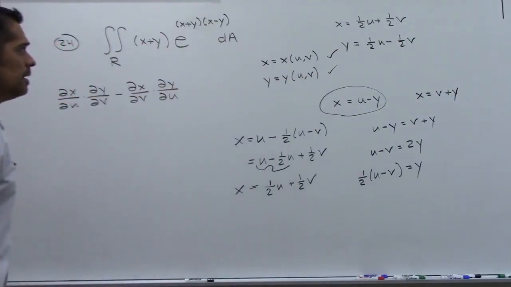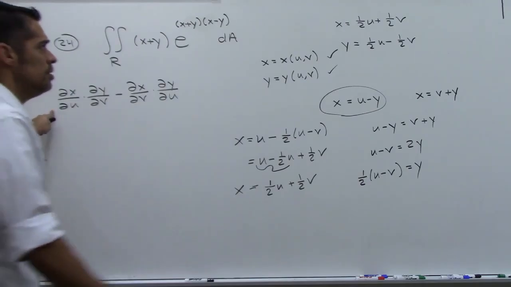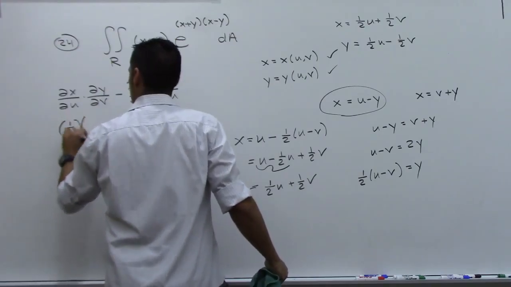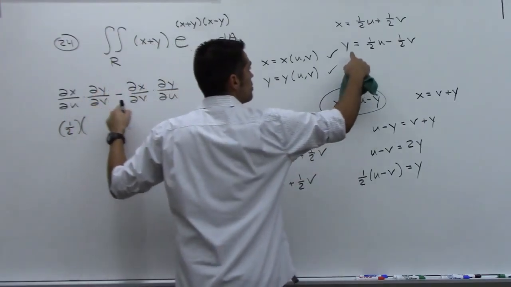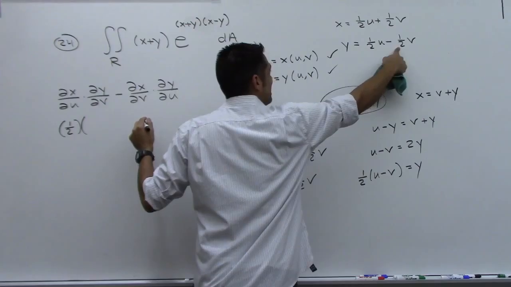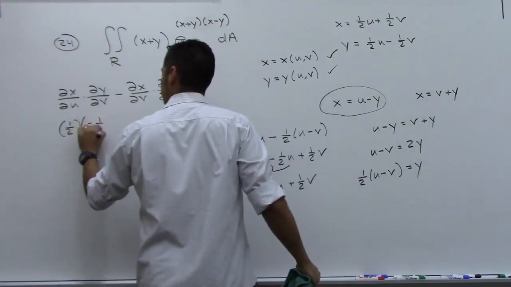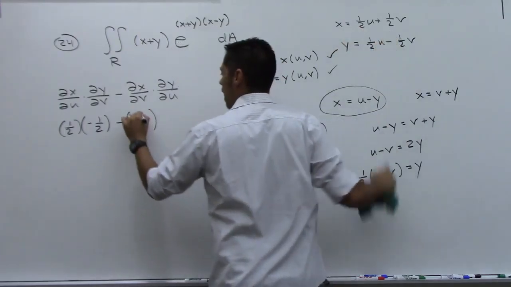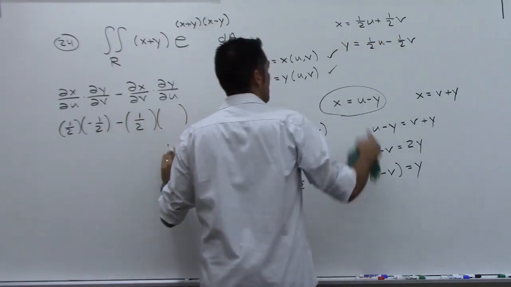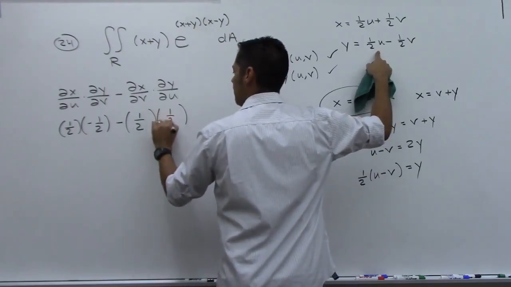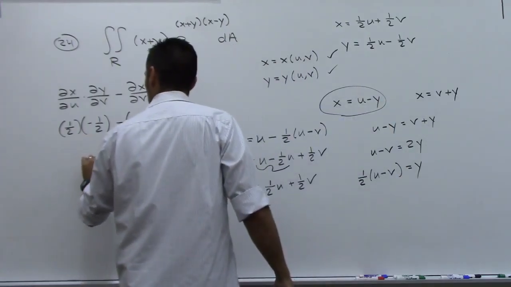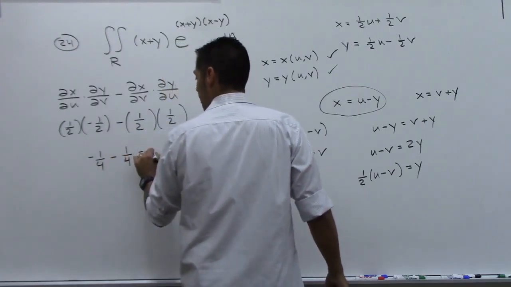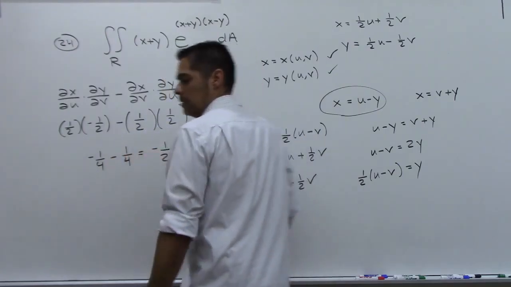It's going to be partial of x with respect to u, which is this 1/2, times partial of y with respect to v. Partial of y with respect to v is going to be negative 1/2, minus partial of x with respect to v, which is 1/2, and partial of y with respect to u, which is 1/2. And so you get negative 1/4 minus 1/4 is negative 1/2, right?